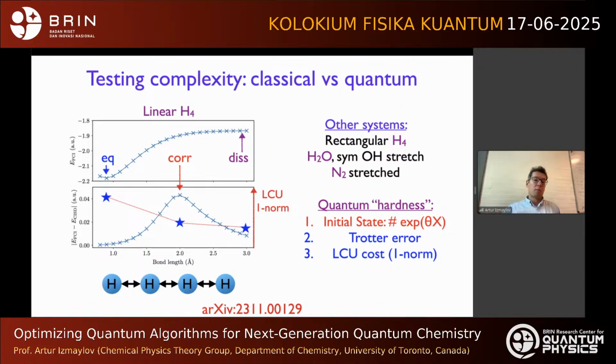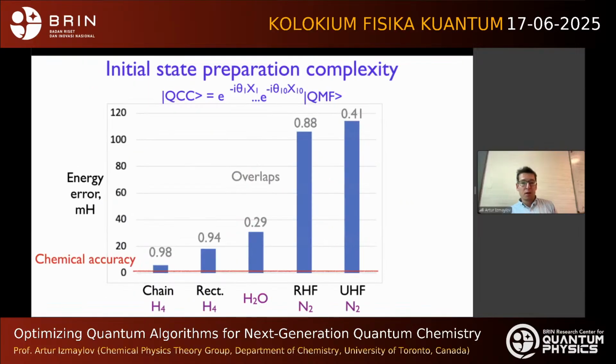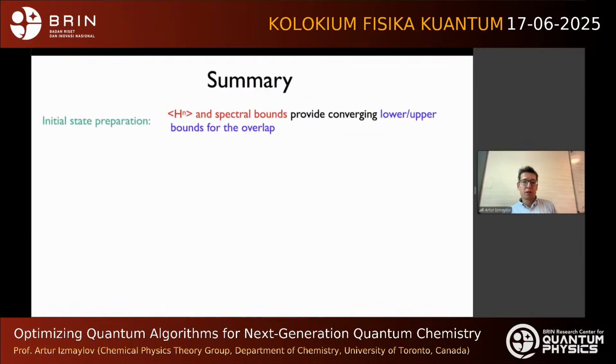Across this bond dissociation, we saw that actually quantum hardness is not correlated with the classical hardness, which is good, because then we know that for systems that are classically hard, quantum algorithms may have an advantage for the situations where the systems are especially hard for classical. And this I will skip.